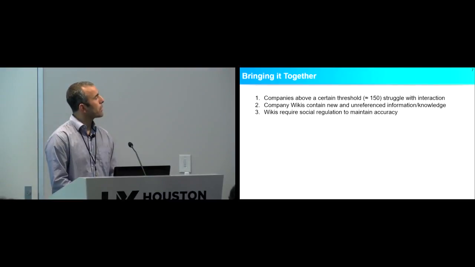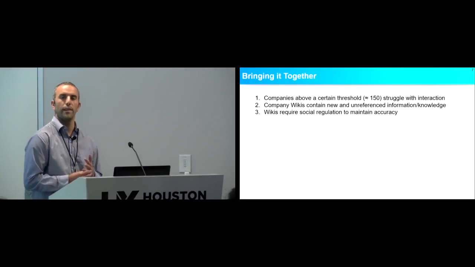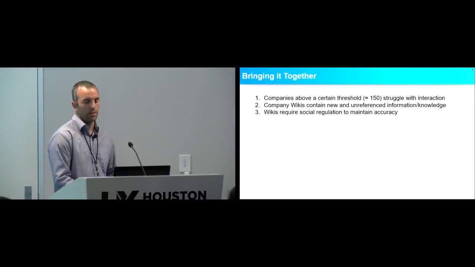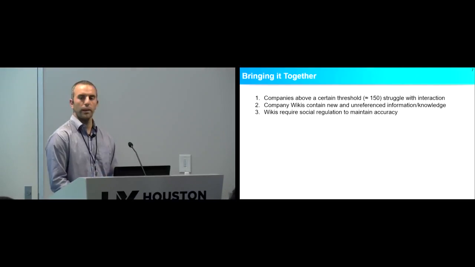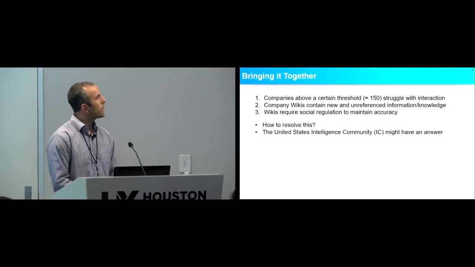So my argument is that wikis require social regulation to maintain accuracy. Instead of so-called technical safeguards, like a vault with a revision control process, ideally we're allowing the community to add content and then regulate it themselves. So how do we resolve this?